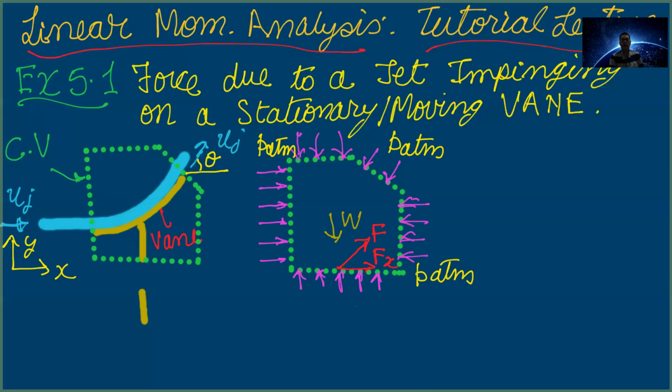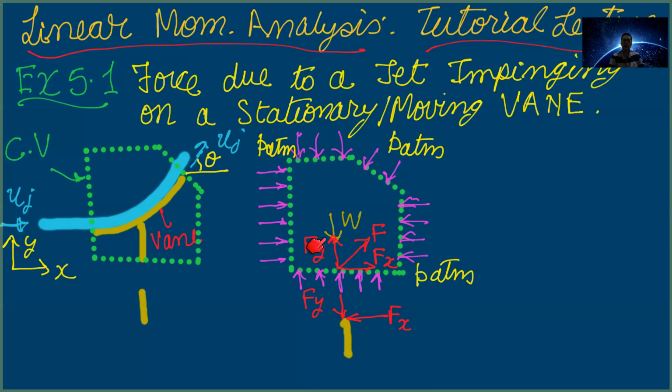Other than this, we have certain reaction forces which are acting on the control volume, which keep the vane stationary. However, if you consider the surface of the vane, when the jet hits the vane, there is an active force. Now, to keep the control volume, you have a reaction force. These are the reaction forces.